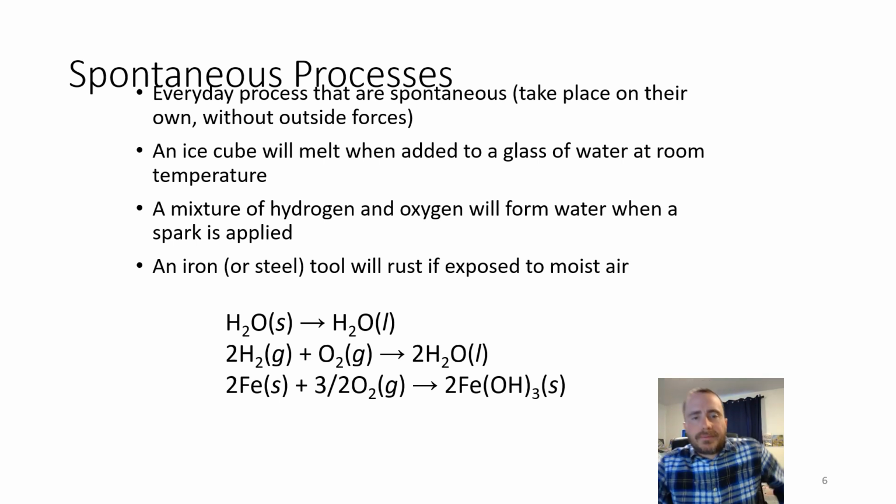So everyday spontaneous processes are things that take place without us affecting them, without an outside force. I have 3 examples on here. I have an ice cube, the solid water there as my chemical equation, becoming liquid water. So our ice cube is melting in a glass of water at room temperature. If I come back in 30 minutes, some or all of that ice will have melted. That just happens without me doing anything to that ice. If I walk out of the room and I come back, it'll have melted.